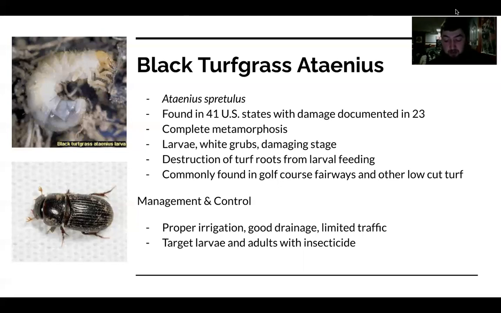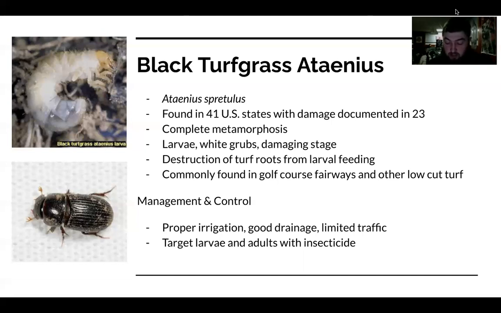These pests can be maintained through proper management and control. It's very important to avoid unnecessary stresses on vulnerable turfgrasses as much as possible. This can be achieved by proper irrigation, good drainage, and limited traffic. If there is already a substantial population of these pests, then it may be beneficial to target the grubs with insecticide in late spring and early summer, after temperatures have reached the 60-degree Fahrenheit threshold for grubs to become active.